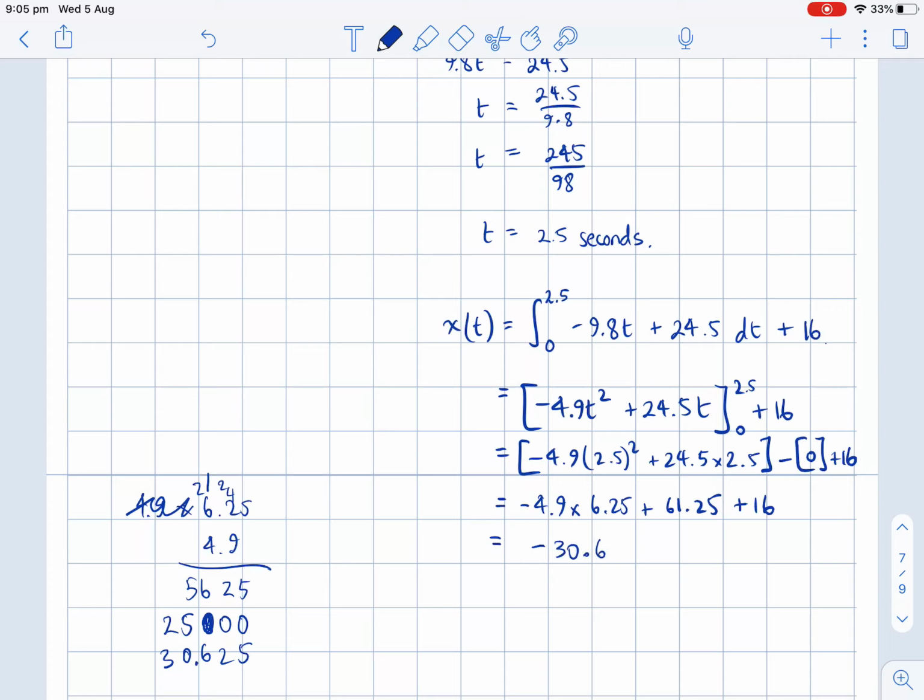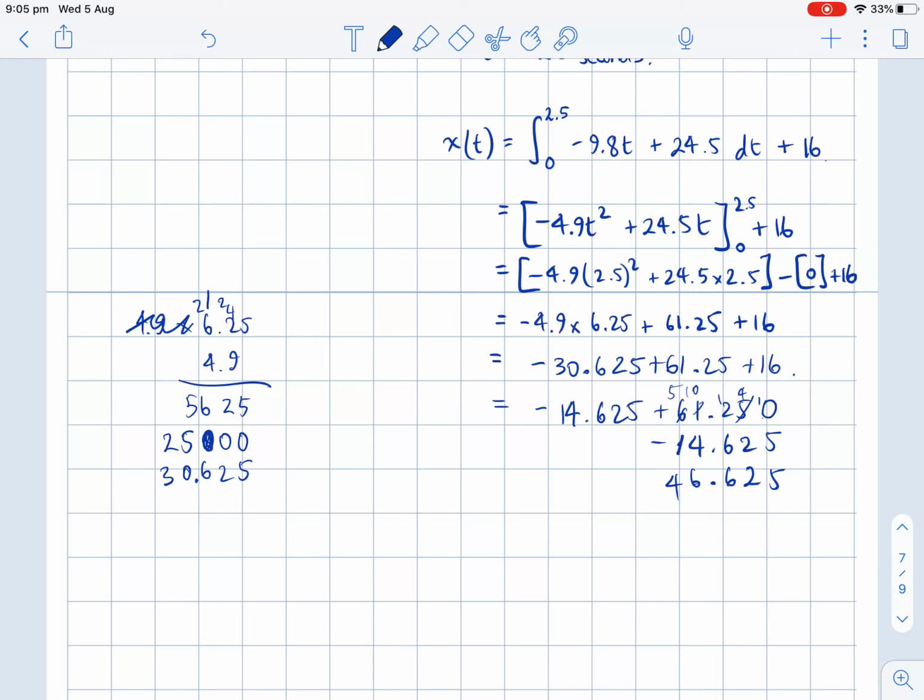Negative 30.625 plus 61.25 plus 16, which is minus 14.625 plus 61.25, and then take that away. 14.625, 4, 0, 10, 5, 2, 0, 6, 5, 10, 6, 4, which is 46.625 meters above the ground.